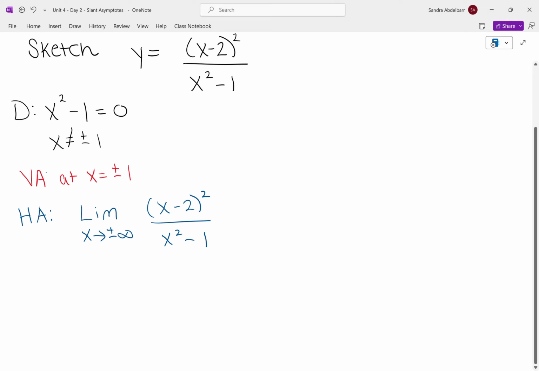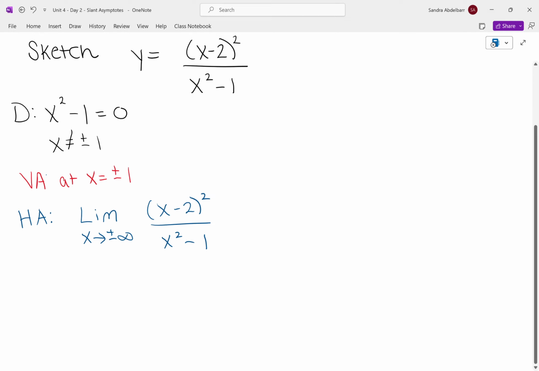Because we're approaching infinity, don't we take the most influential on top over the most influential on the bottom? Now, our most influential on top is not x, because our numerator is this quantity squared. So when I take this quantity and square it, what's the highest exponent going to be? x squared. Is there any coefficient? Well, it's coefficient of 1, so no. So we're going to have x squared over x squared, which simplifies down to 1. So that means we will have a horizontal asymptote at y equals 1.